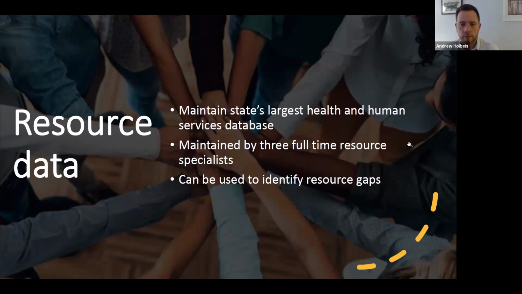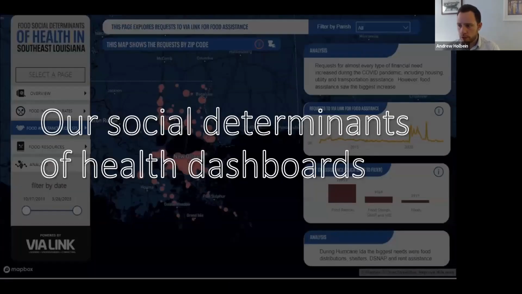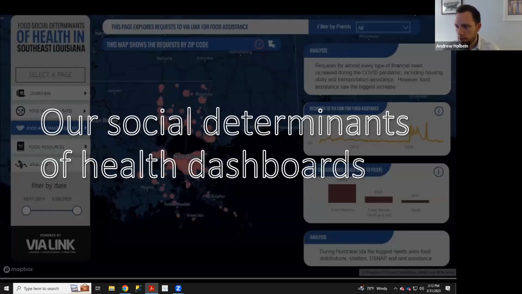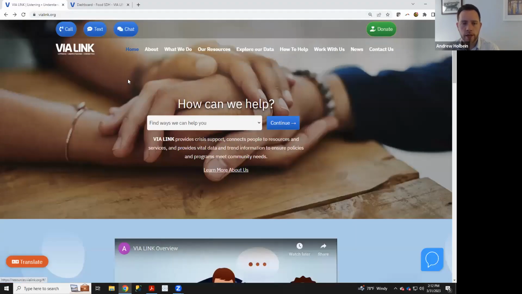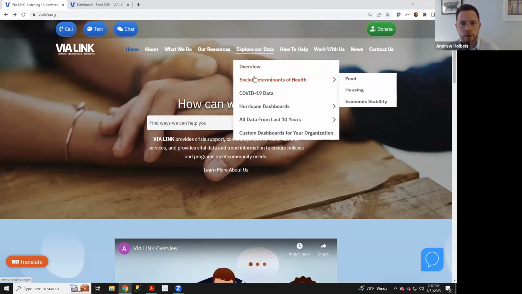social determinants of health. So let's jump right into looking at the dashboards we've created that combine these two different types of data. I'm on VLink's homepage right now, and if you go to the tab Social Determinants of Health, we have a bunch of dashboards, but today we'll look at our Social Determinants of Health dashboards.